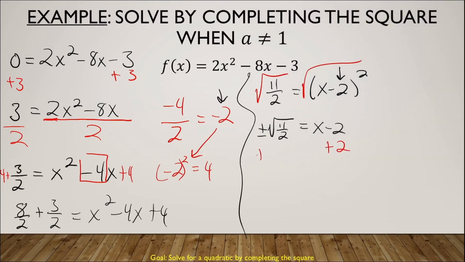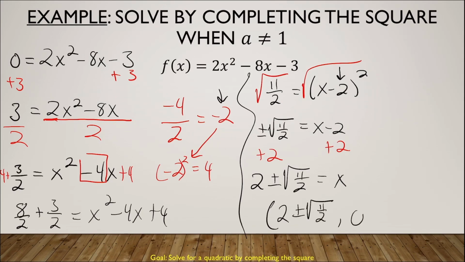I can add 2 to both sides. I get 2 plus or minus the square root of 11 halves equals x. And my solution would be 2 plus or minus the square root of 11 halves comma 0 would be my two coordinate points. There's my answer.